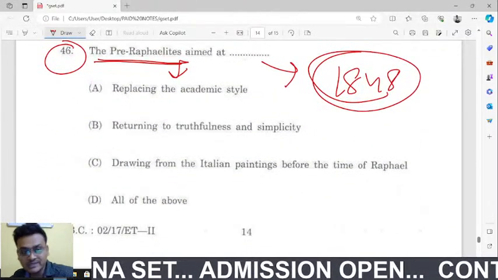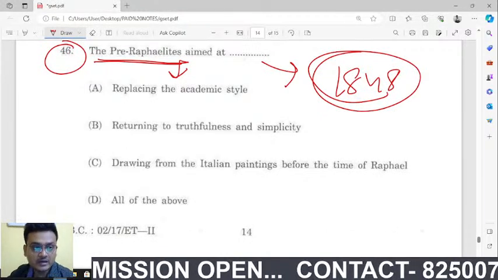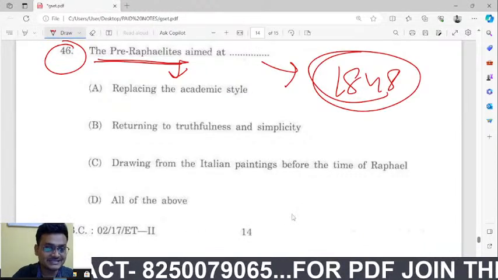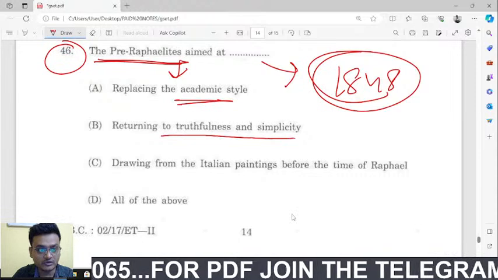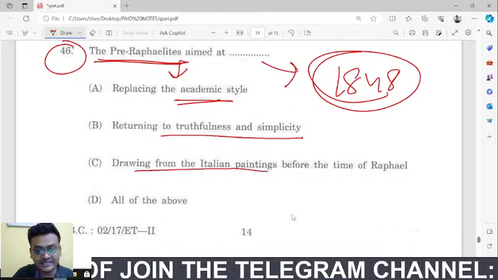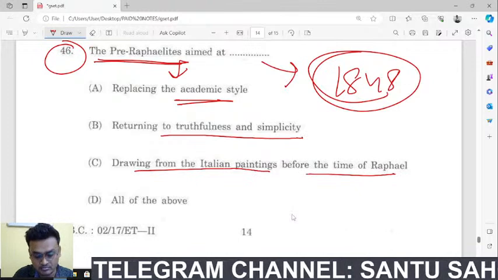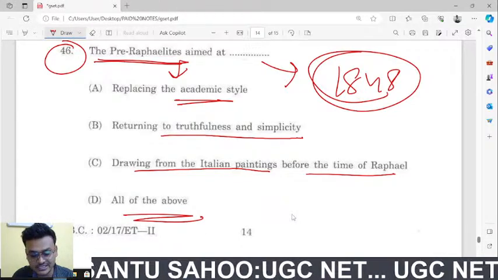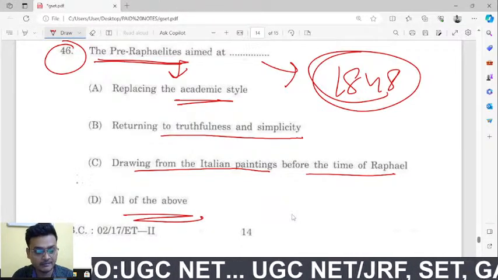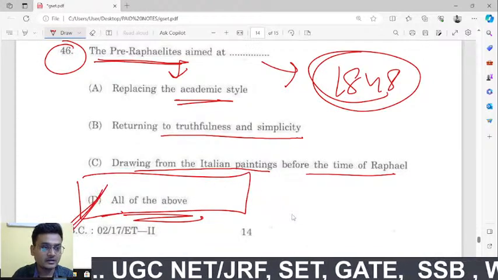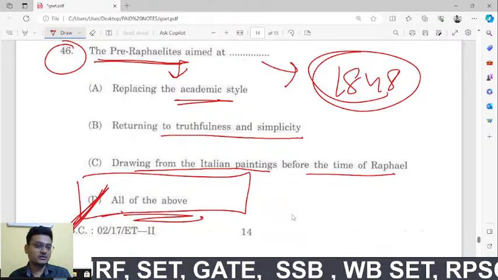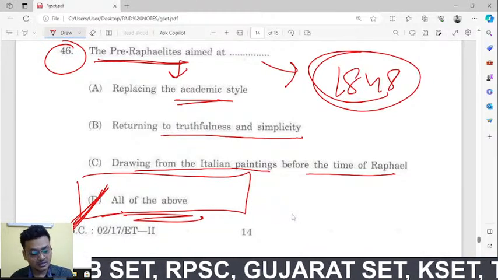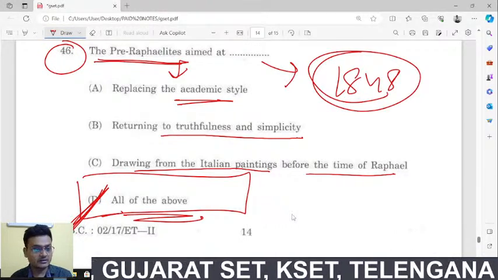The Pre-Raphaelites were established in 1848. What were the aims? Replacing the academic style, returning to truthfulness and simplicity, drawing from the Italian paintings before the time of Raphael, or all the above. The Pre-Raphaelites aimed at all the above. Everyone, all the above is the right answer. Excellent, Pramod. It's D. Tahida, D. Well done. Biba also D. Well done.